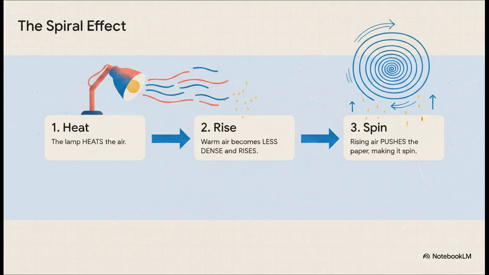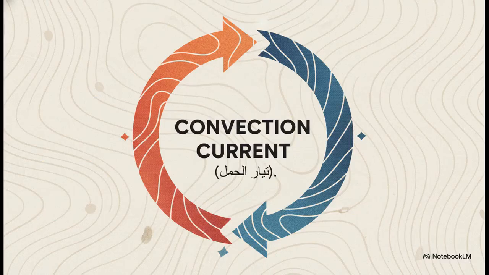Okay, here's the breakdown step by step. First, the lamp heats up the air right above it. Then, that warm air gets lighter. We say it becomes less dense, and it starts to rise up. And finally, as that air rises, it pushes against the paper spiral and makes it spin. Simple as that. So this whole cycle, warm air going up, cool air coming down to take its place, and then that air gets heated up too, it just keeps going.